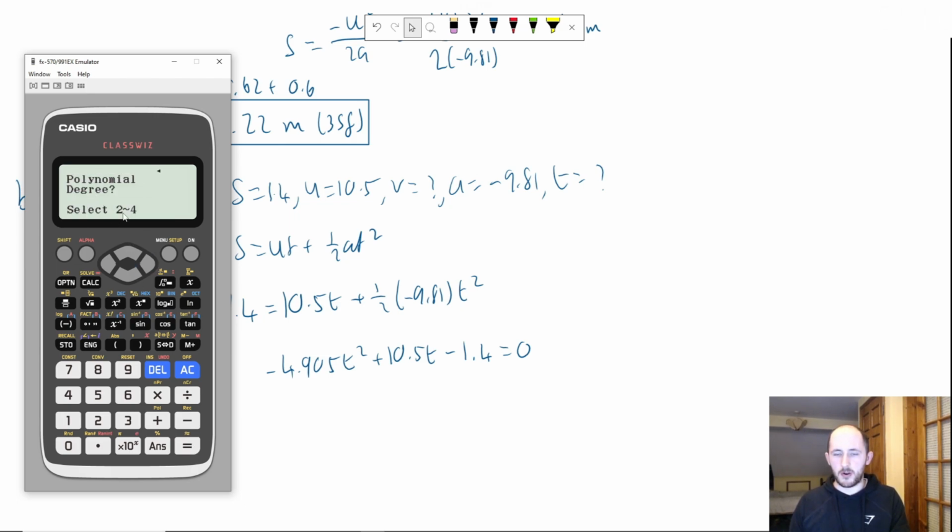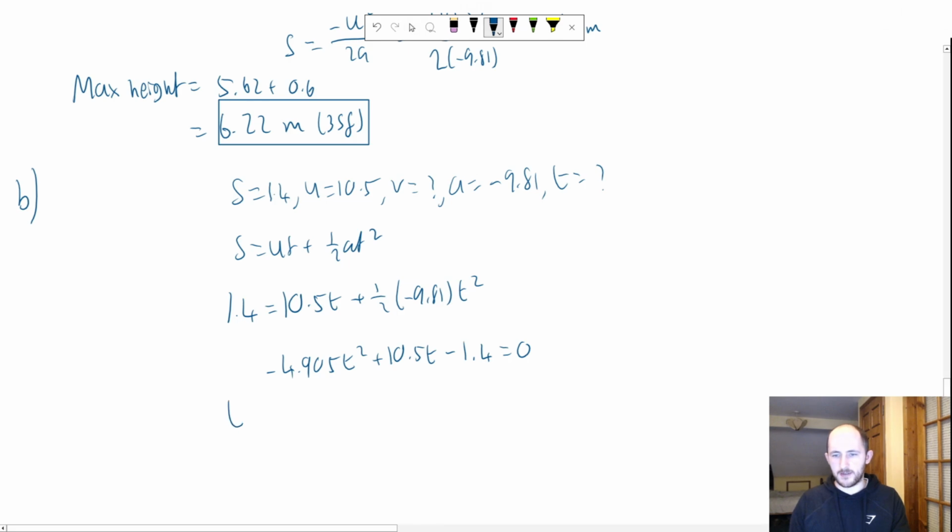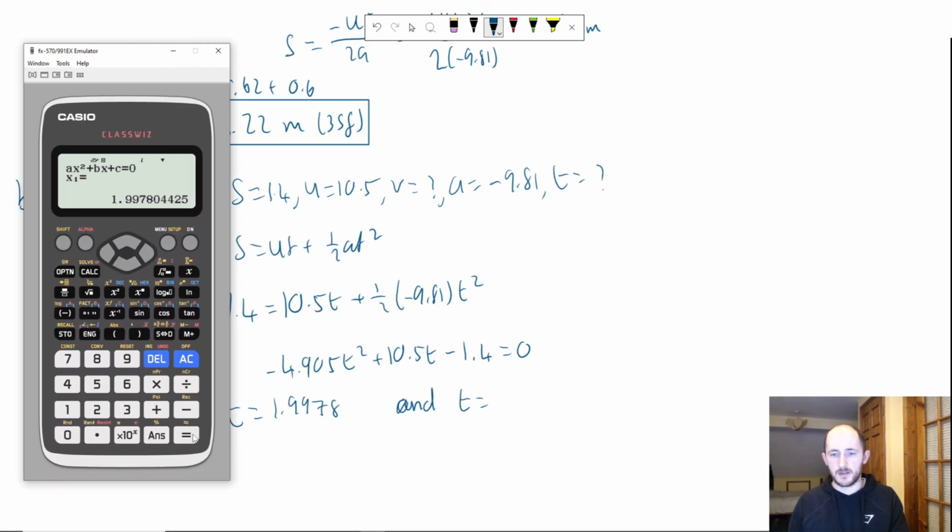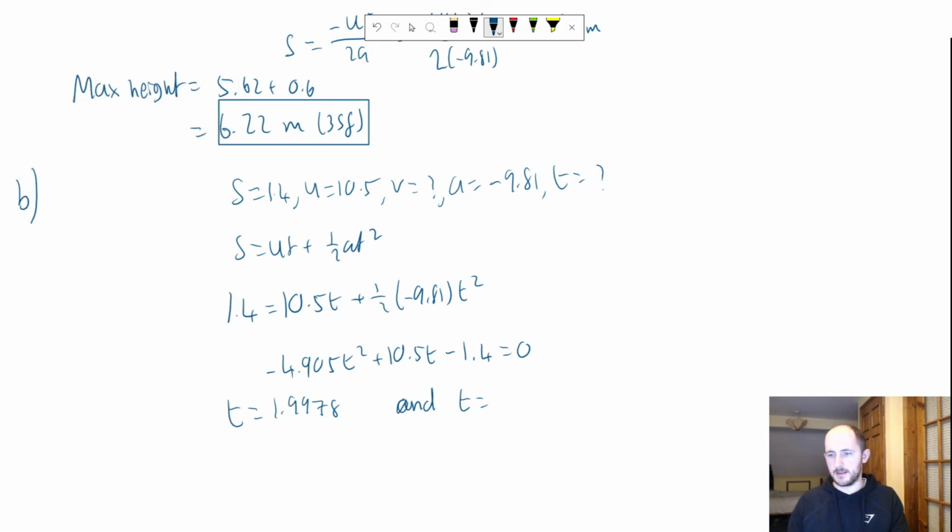So polynomial degree of 2. And we're going to have negative 4.905, 10.5, and negative 1.4. Gives me 2 answers of 1.9978, and so on. Let's leave it to quite a precise degree for now, and then it'd be because it's gone across twice, right? It makes sense that there's 2 solutions. 0.14, let's do 4 decimal places. 0.1429.